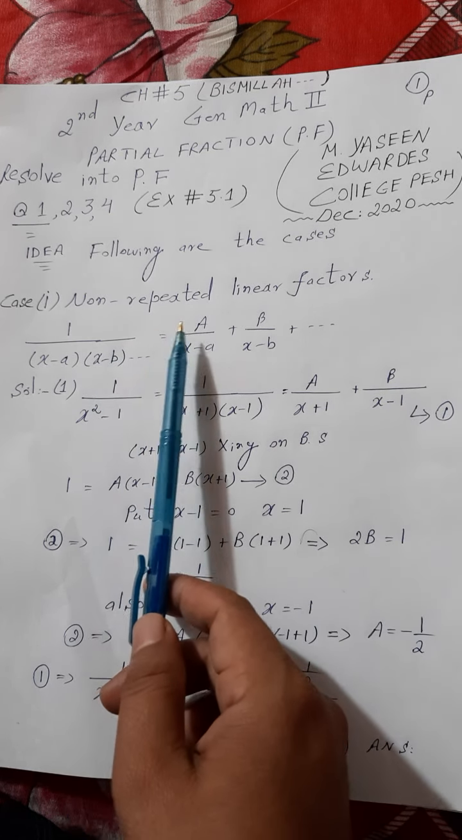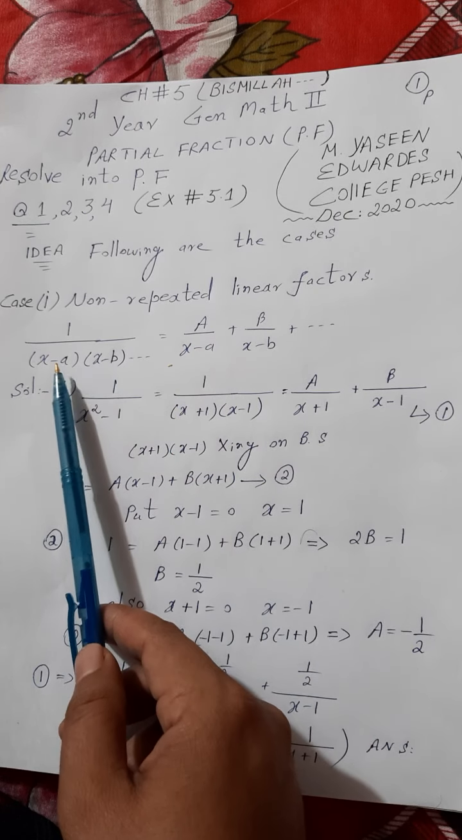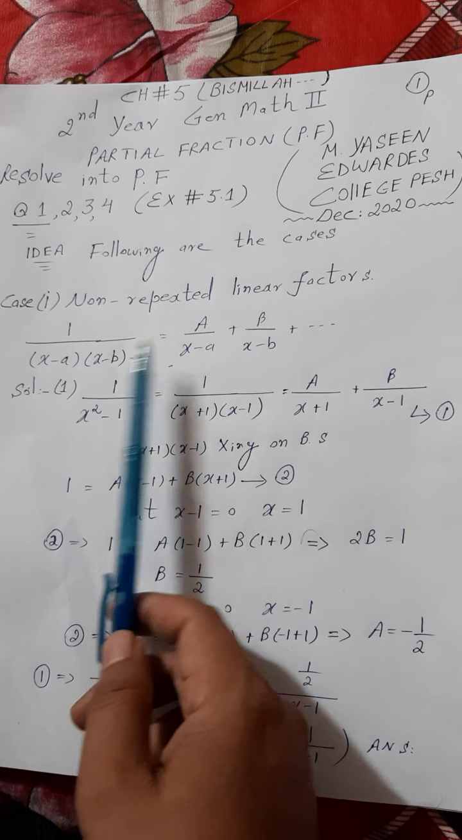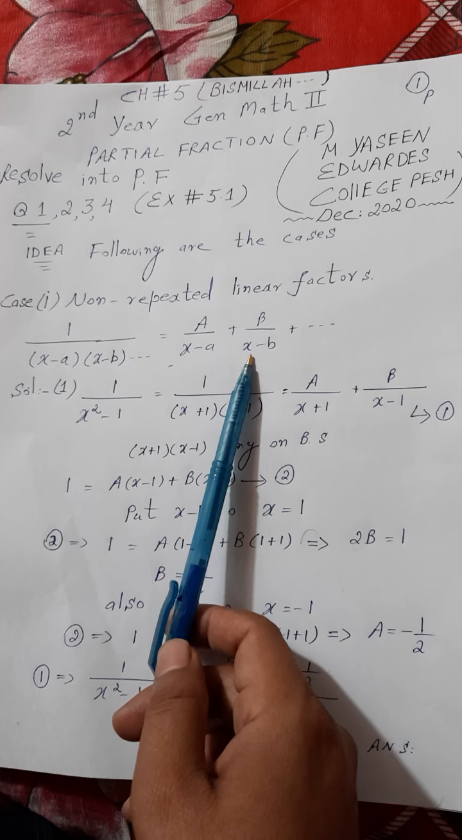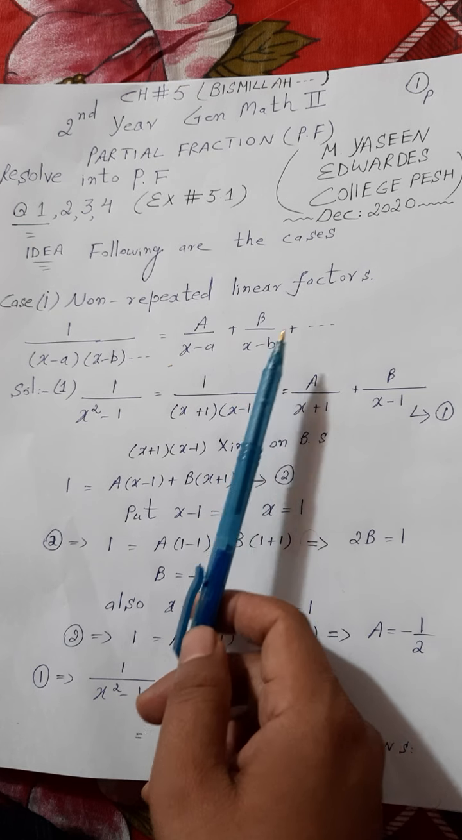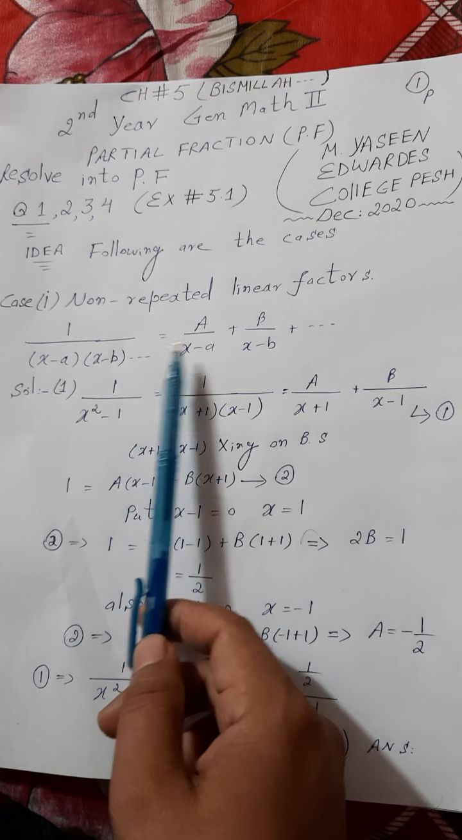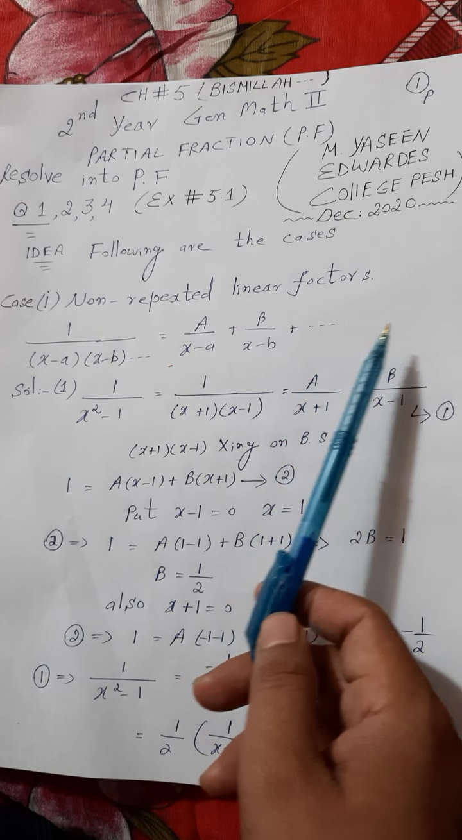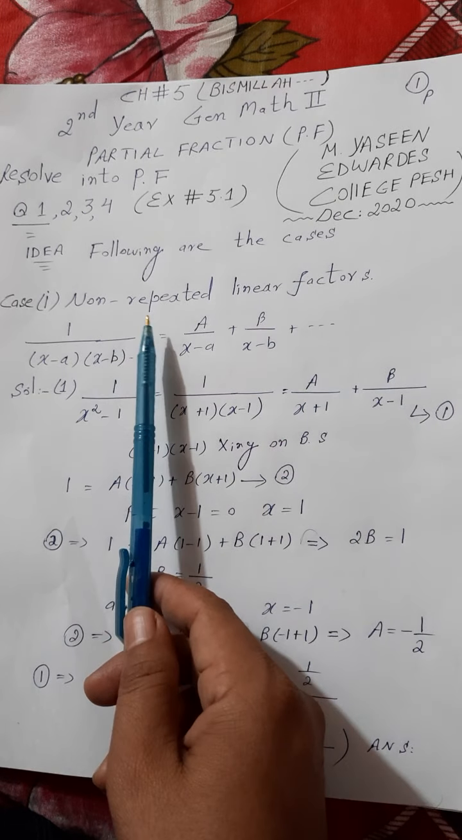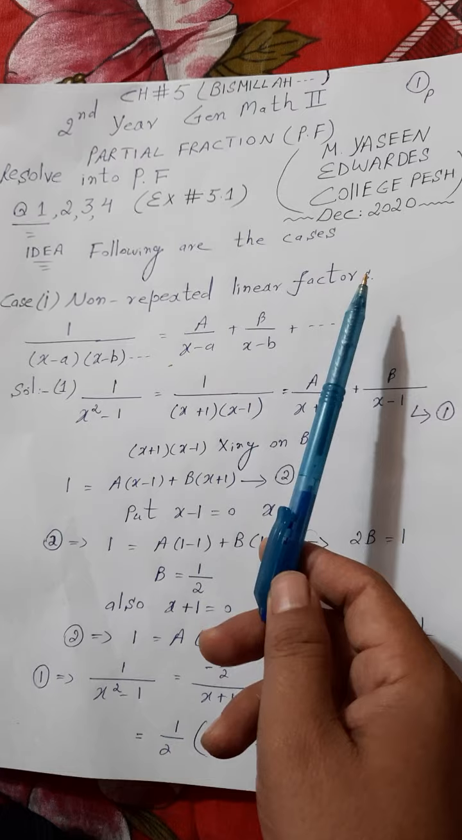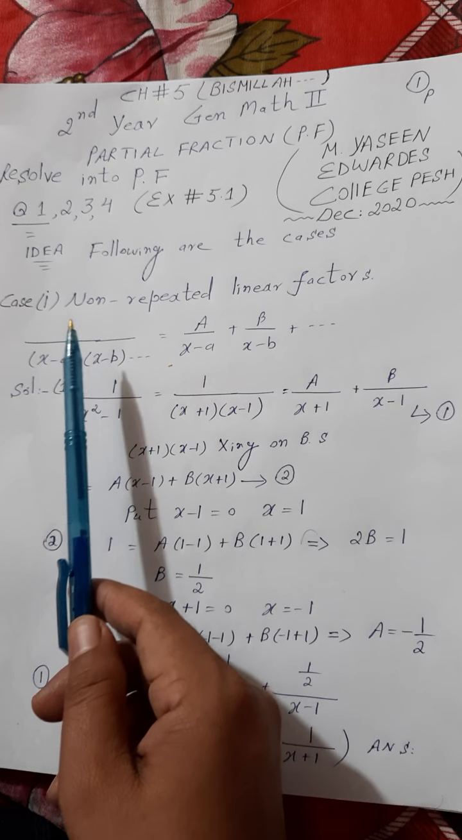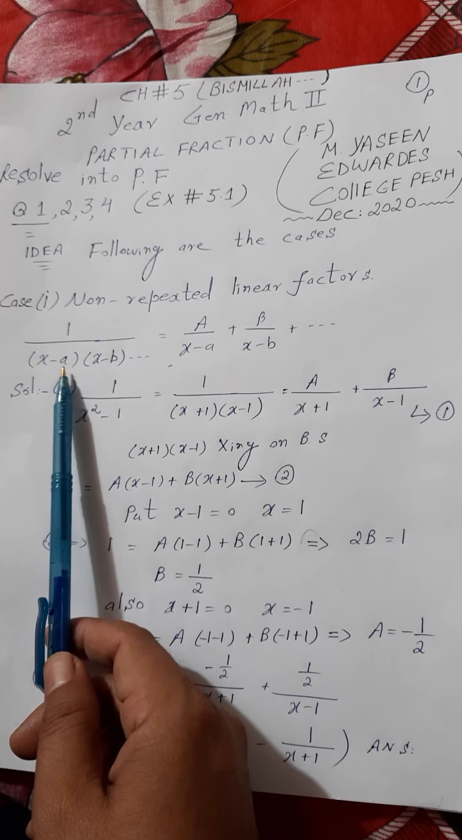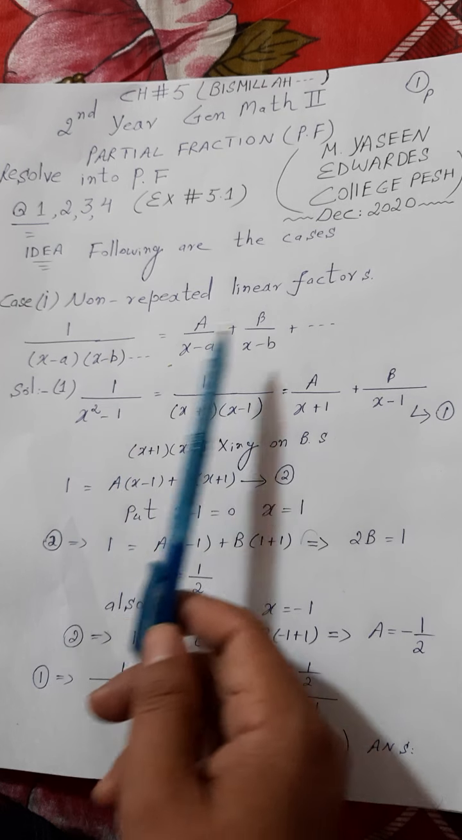So this can be written as A over x minus a, the first factor, plus B divided by x minus b, the second factor, and if there is x minus c, then C divided by x minus c, and so on. These are the types of non-repeated linear factors. Linear means x raised to power 1, and non-repeated means there is x minus a and x minus b and so on.